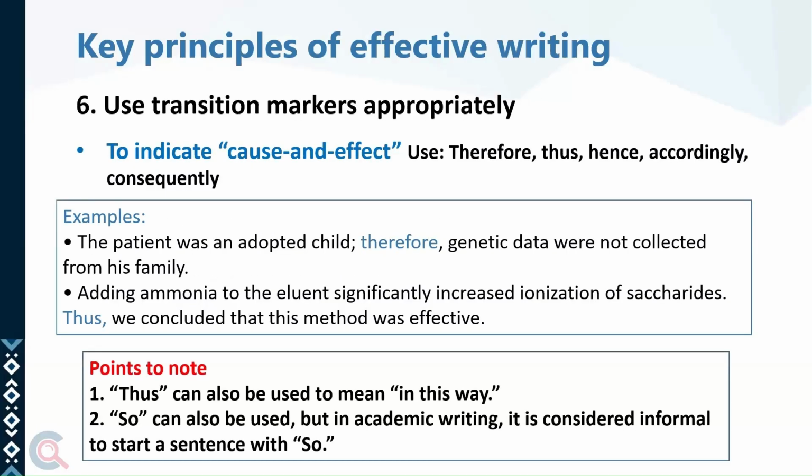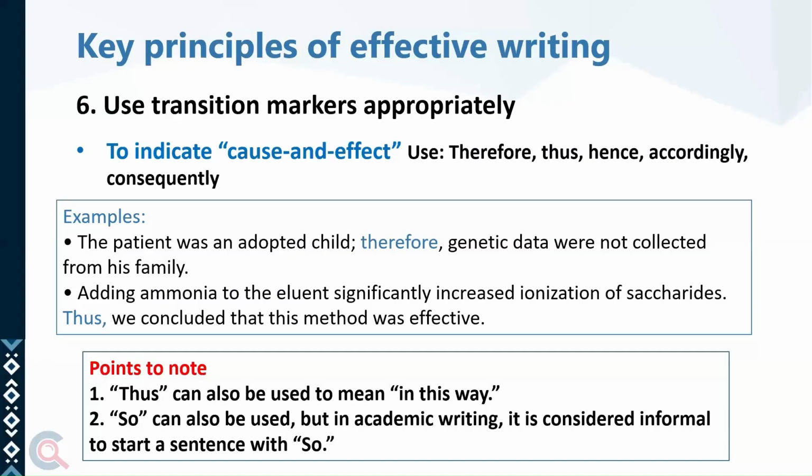The next key principle which we are going to look at is to use transition markers appropriately. Transition markers are words which are used to transition from one sentence to another or one paragraph to another.